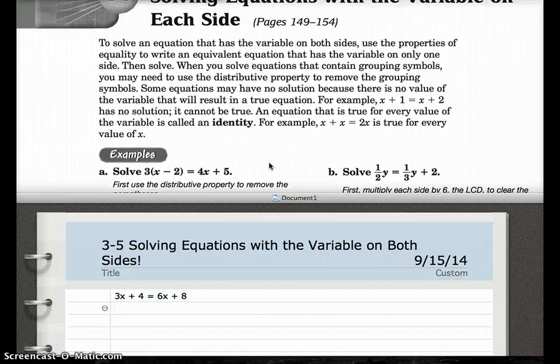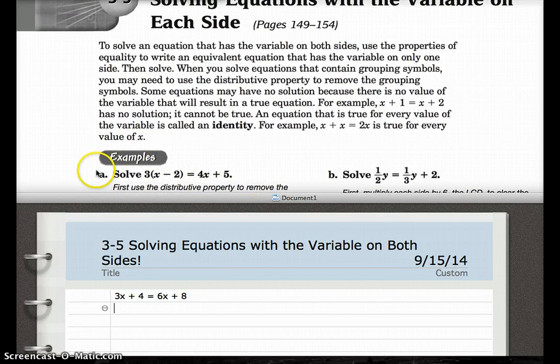Okay, so here's our first example, example A. And I'm going to do it with you in the notes down here so that you can see how we do this. So we have 3 parentheses x minus 2 parentheses equals 4x plus 5. All right, give me just a second. Okay, so as you see, these are the fancy grouping symbols, or we can just refer to them like we always do and call them parentheses.